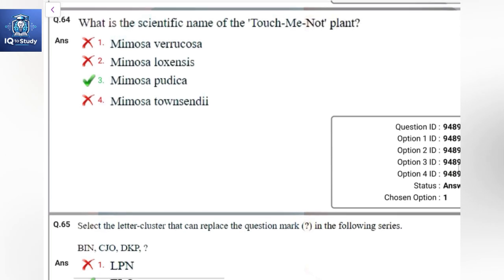What is the scientific name of Touch Me Not plant? It's Mimosa pudica, which is option number 3. Pudica is a Latin word that means shy. It is also called tickle me plant or sensitive plant or shy plant or humble plant or sleeping plant. It got its name as Touch Me Not because whenever anyone touched the tiny plant, it shut down or shrank inwardly when someone touched it.